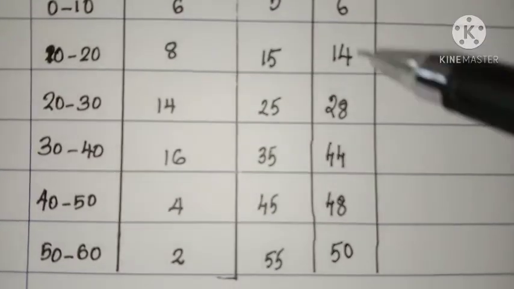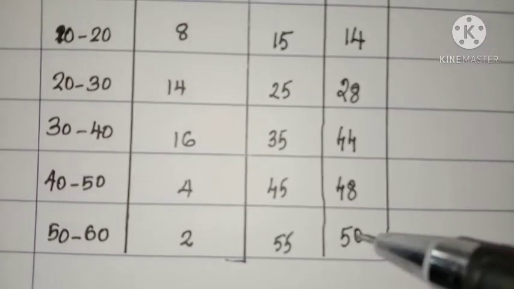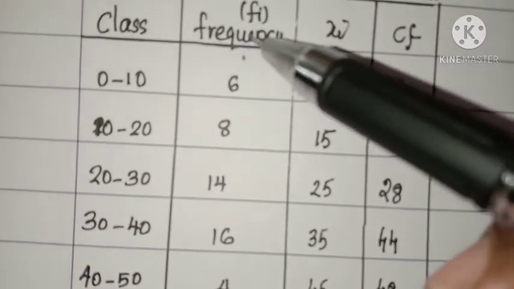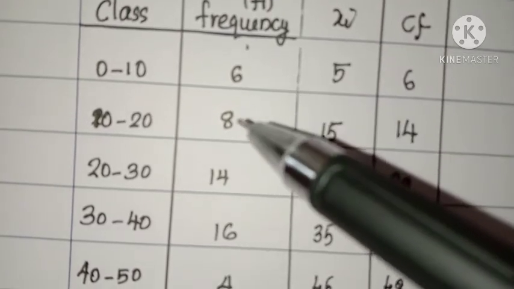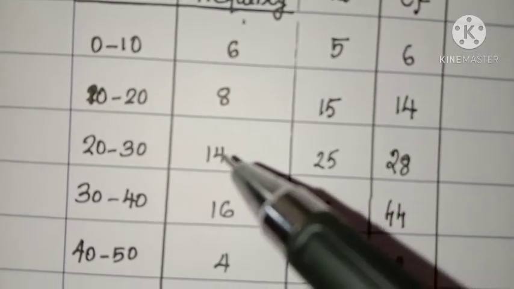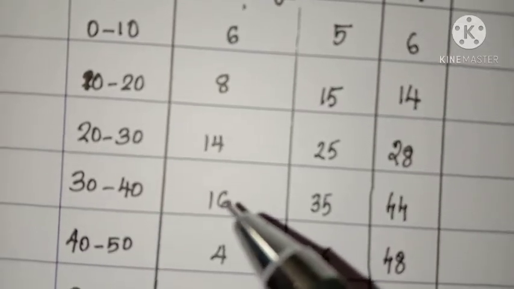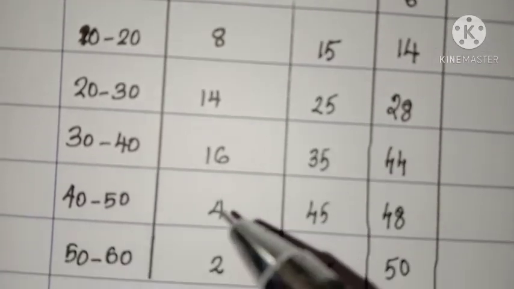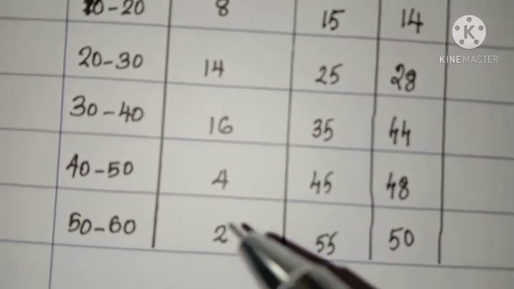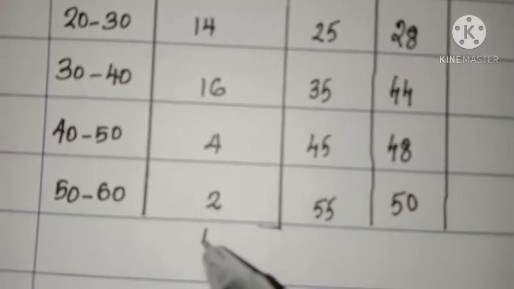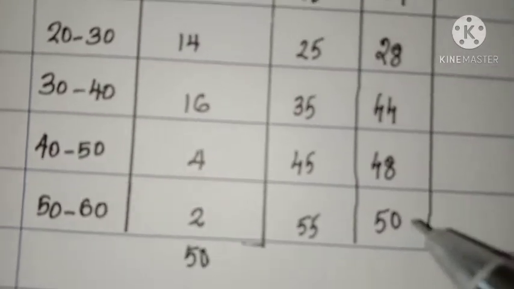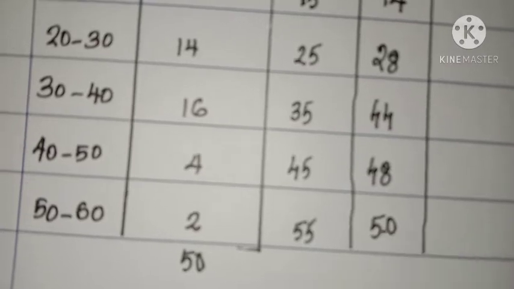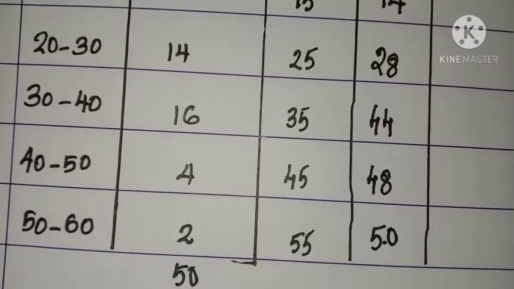Okay, so the last cumulative frequency is 50. And what is the total frequency? 6 plus 8, 14, 14 plus 14, 28, 28 plus 16, 44, 44 plus 4, 48, 48 plus 2, 50. You can see that the last cumulative frequency is the same as the total frequency.